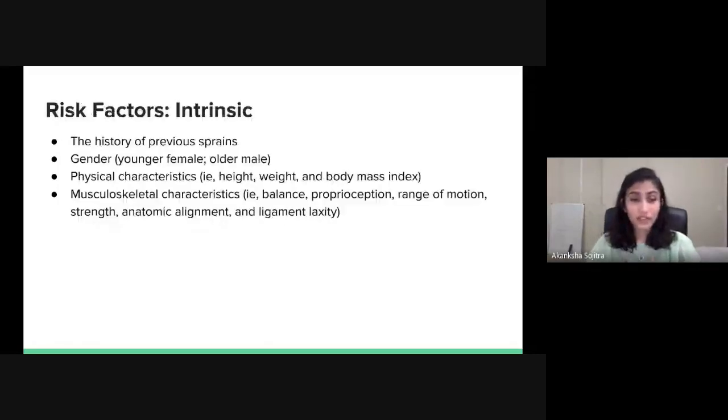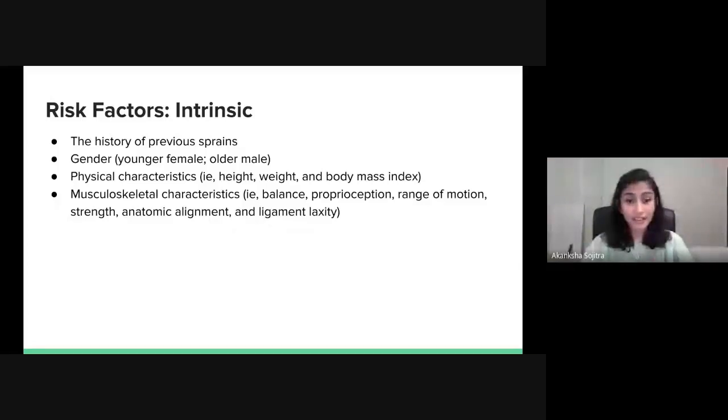Now, what are the risk factors for ankle sprains? What are the risk factors you're looking at for progressing? History of previous sprains, which is chronic ankle instability. So your prognosis will be bad. Gender, usually we tend to see ankle sprains in younger females and older males. And this is from the latest research. I don't know why. It's in younger females and older males.